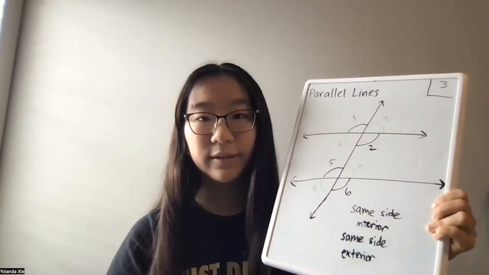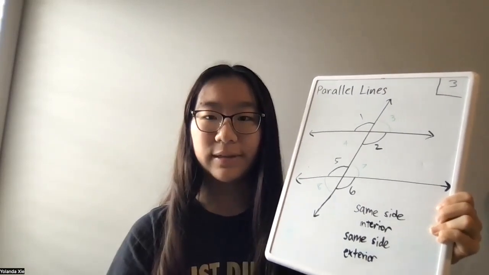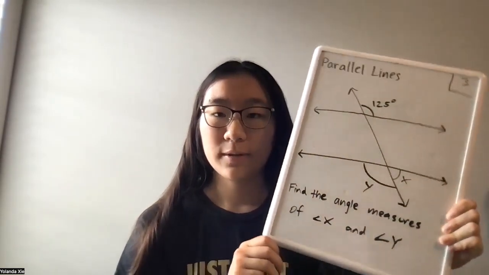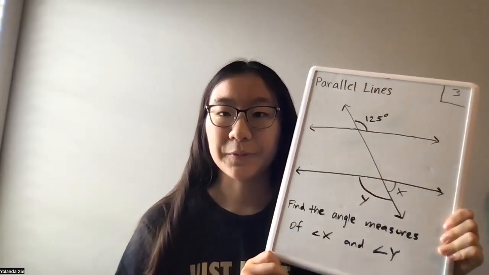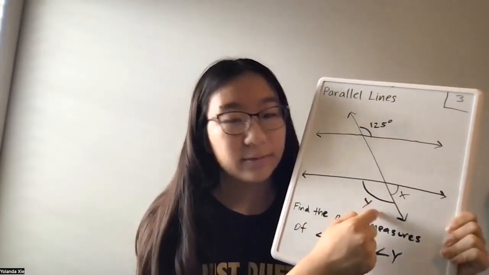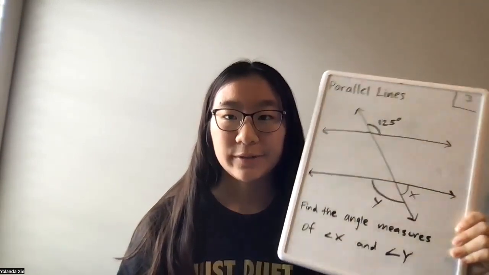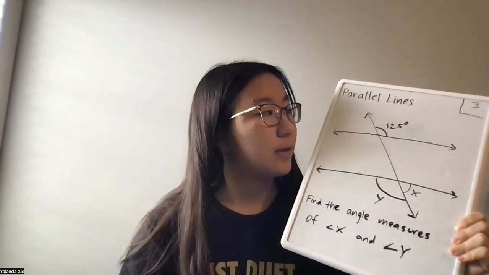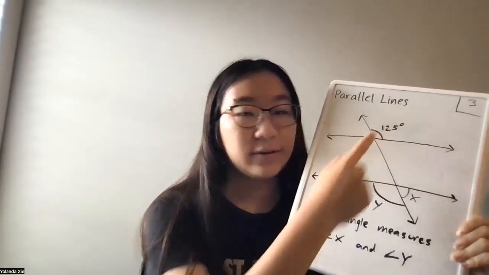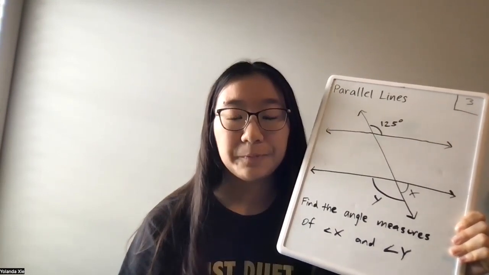All right, now you know everything there is to know about transversals. So let's try putting these concepts into practice. All right, so here's your first practice problem. We have two parallel lines and a transversal, and you have to find the angle measures of angle x right here and angle y here. So pause the video and give it a try on your own. And the information you're given is that this angle up here is 125 degrees. So pause now and see what you get.